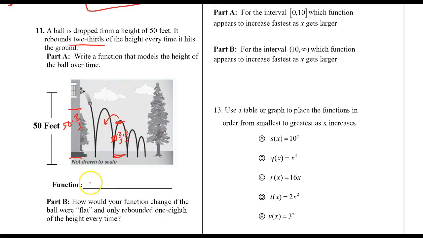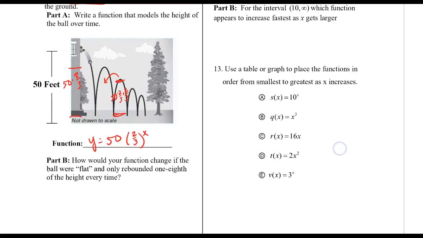So my function is just y equals 50, which is my initial value, times 2/3 to the x, and x is the number of times it bounces. So on the 0 bounce, it's a height of 50. On the first bounce, it's 2/3 of 50, and so on. How would your function change if the ball were flat and only rebounded 1/8 of the height every time?